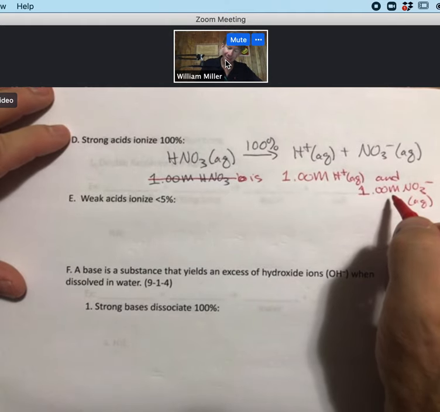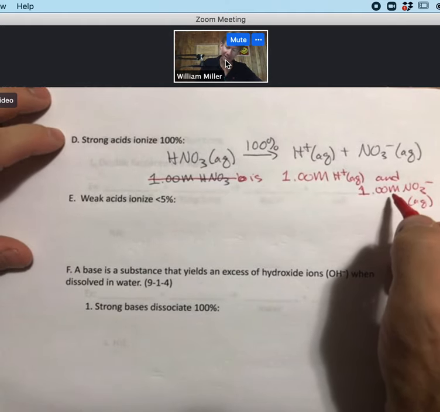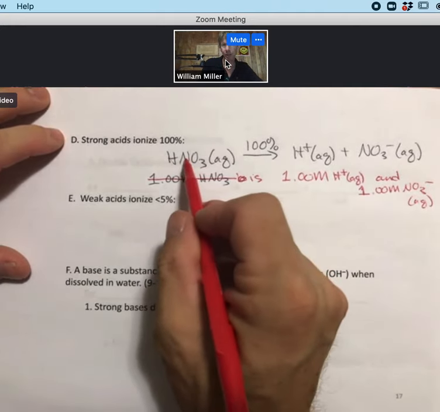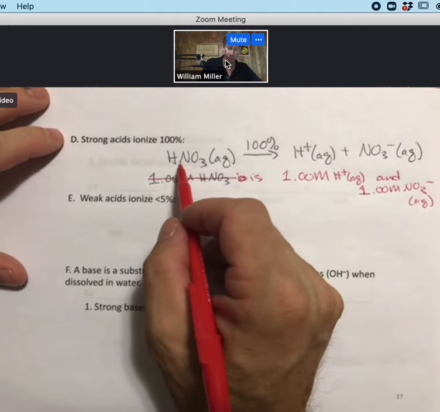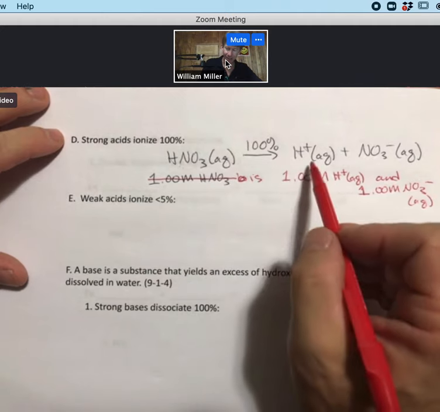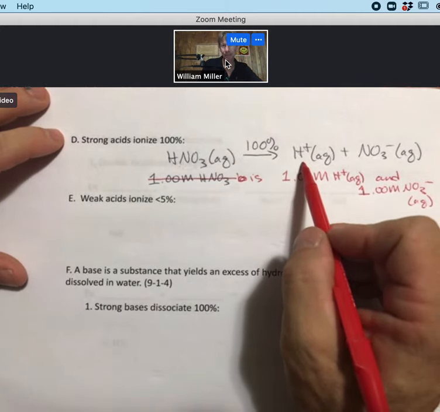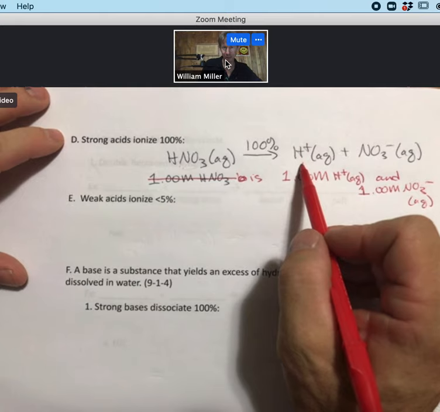And this is going to be important because for strong acids, whatever the bottle says or whatever we're given in the problem, we're going to be able to get the concentration of H plus, our acid, and from that, eventually, we're going to be able to get pH. So you will be able to do pH calculations for strong acid solutions in this class.